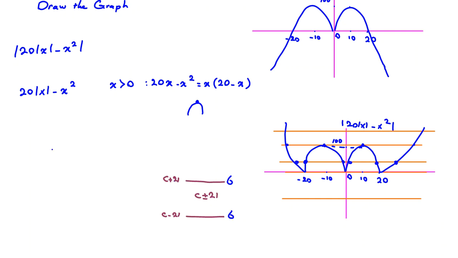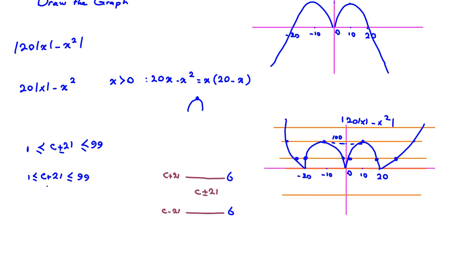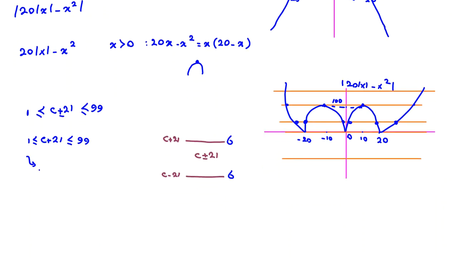C is an integer. So we can conclude that both C plus 21 and C minus 21 should be at least 1, because this part is from 1 to 99. So C plus 21 is at least 1, at most 99. And also C minus 21: if we subtract 21, it will be negative 20 to 78. C minus 21 is at least 1, at most 99. So C is at least 22 if we add 21, and at most 120.